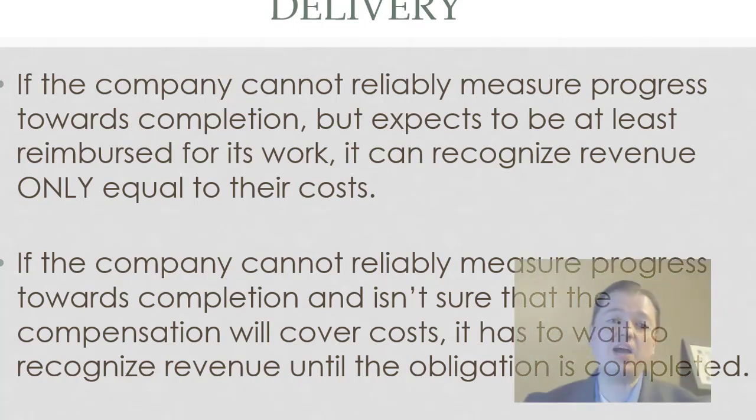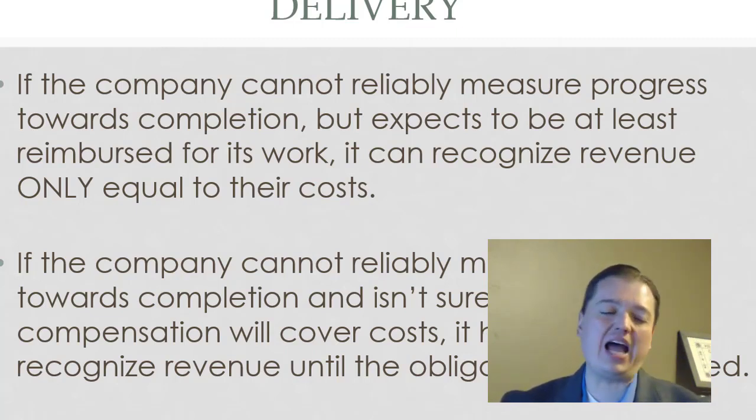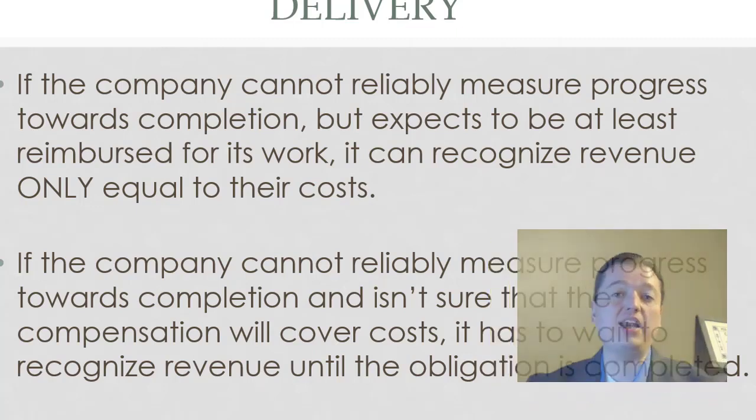So if I can come up with an estimate, I can recognize revenue and show a profit as I go. If I can't come up with good estimates, then I can at least cover my costs. If I can't be sure I'll at least cover my costs and I don't have good estimates, then even if I meet one of the requirements, I have to wait until the end to recognize the revenue.